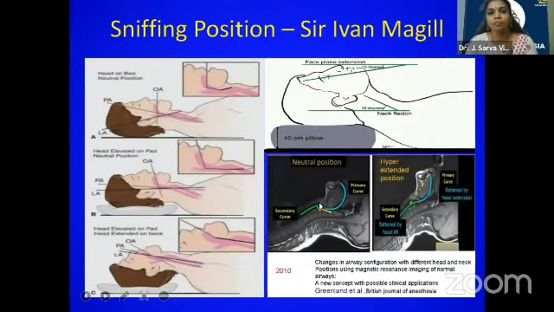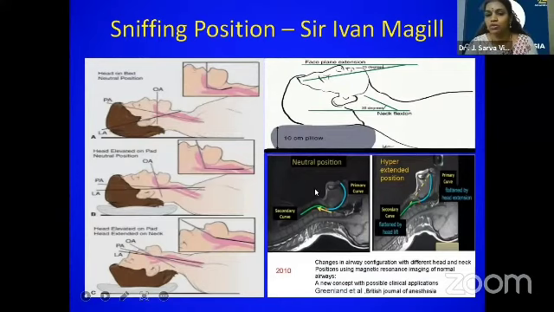Now, exploring further, the sniffing position was first described by Sir Ivan Magill almost 100 years back, in the 1930s. He said that by placing a pillow of around 7 to 10 centimeters under the occiput, neck flexion of around 35 degrees is achieved at the C5, C6 level. This aligns your pharyngeal and laryngeal axis. And on extension at the atlanto-occipital joint of around 15 degrees, the oral, pharyngeal, and laryngeal axes are aligned, and it improves your glottic visualization.